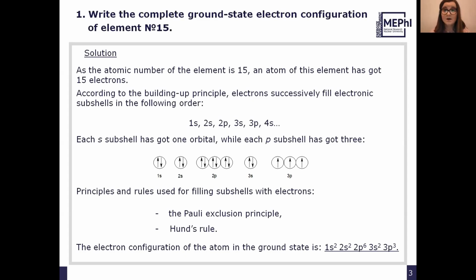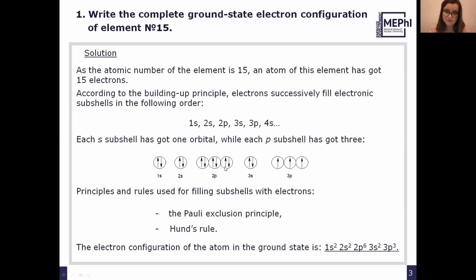Each s subshell has 1 orbital, and each p subshell has 3 orbitals. And again, according to the building up principle, a maximum of 2 electrons can be placed in 1 orbital. And we have to place them with opposite spins, because according to Pauli's exclusion principle, no 2 electrons in the atom can have the same 4 quantum numbers, and therefore their spin quantum numbers should have opposite values, so plus 1/2 and minus 1/2.